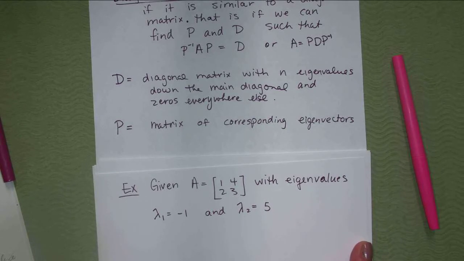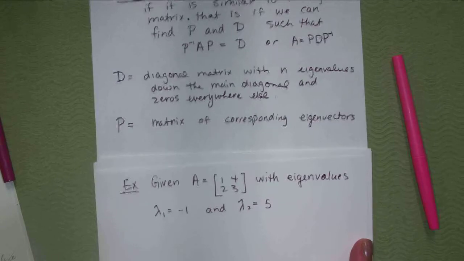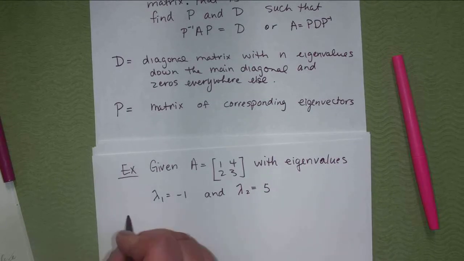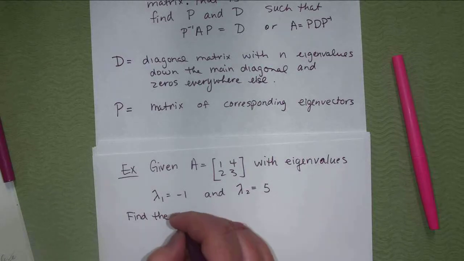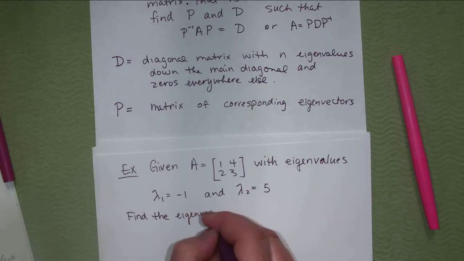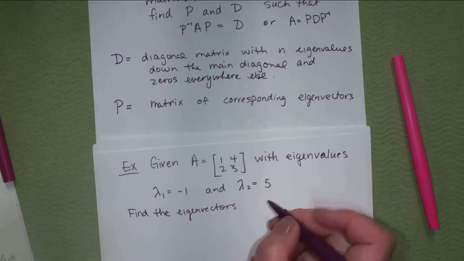This is what I'm saying, that sometimes I won't make you find the eigenvectors and the characteristic polynomial. I just give them to you, so you're halfway through the question. We actually did this matrix earlier, so we did find the eigenvectors already.